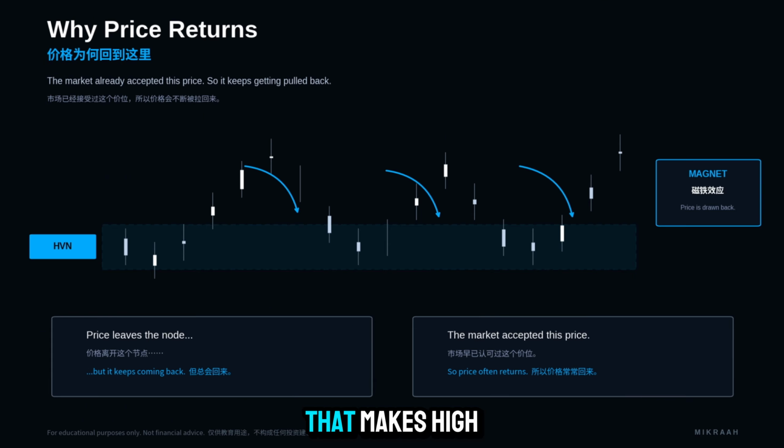Here's the property that makes high volume nodes so useful. They act like magnets. Watch the chart. Price leaves the node, runs away, sometimes quite far, then it comes back. It leaves again, and it comes back again. Why, you might ask? Because the market already accepted that price once. It's a known quantity. It's the level where the most business got done. So when price gets extended away from it, participants start looking for somewhere to transact in size. That node is the obvious destination.